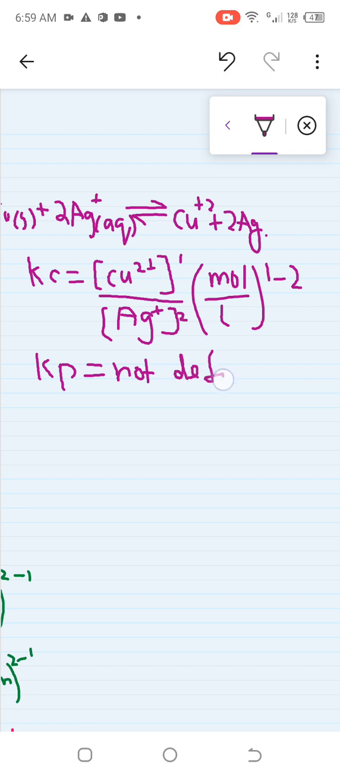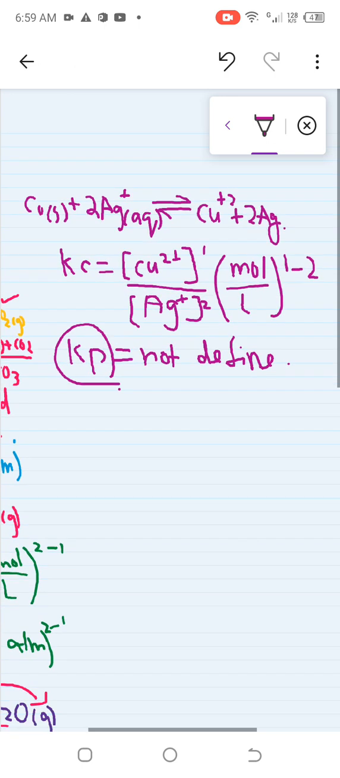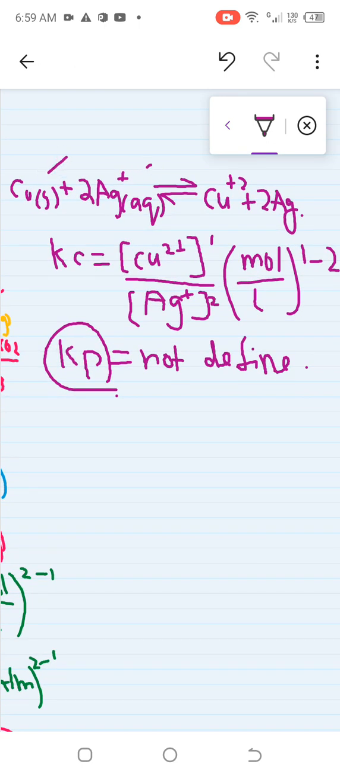Here Kp is not defined, because remember, Kp we always take in the gaseous state, and here we have no gaseous state. Kc we take in the aqueous state, since Cu2+ and Ag+ are both aqueous, and solids have a constant active mass, or 1. Kp is not defined because for Kp we need gases, and here we have no gases. I hope this is clear.